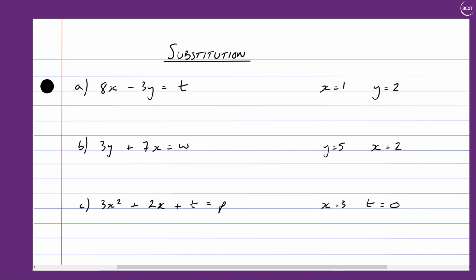So if we look at question 8 of substitution, the band The Who wrote a song about substitution, for those of you that are old enough to remember.